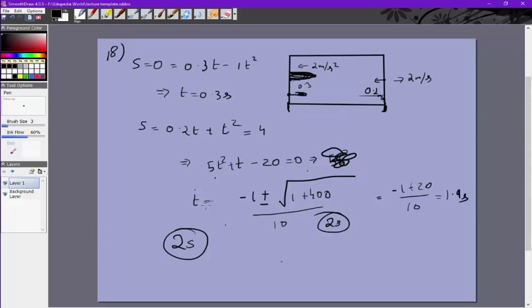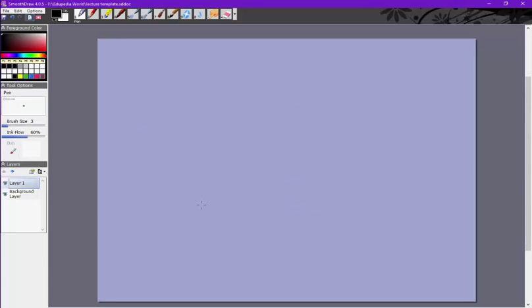Let's move on to the next question. Question 19. A horizontal circular platform of radius 0.5 meters is free to rotate about its axis.